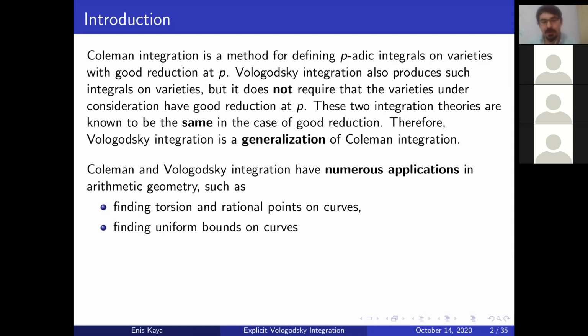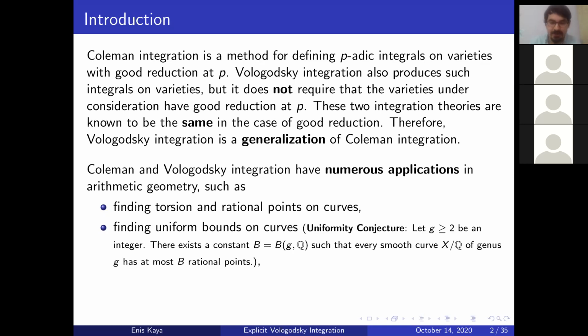The second is relevant to the first one. These integration theories are used to find uniform bounds on curves. This is a very famous conjecture in Diophantine geometry. It says the following: let g be an integer at least 2. The conjecture says that there must be a constant B depending on g, such that every smooth curve X defined over Q of genus g has at most B rational points. Again, thanks to Faltings, we know that the set of rational points is finite, but this conjecture says that there is an upper bound for all these kinds of curves. There is a uniform bound.